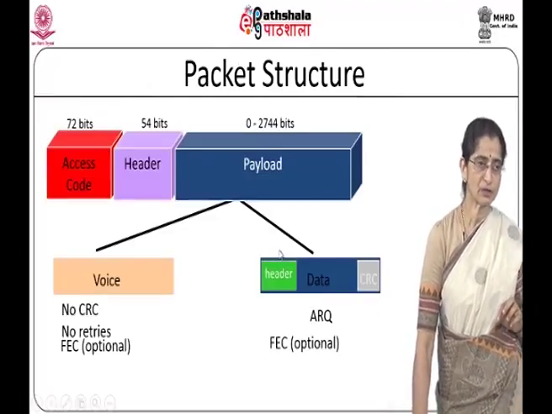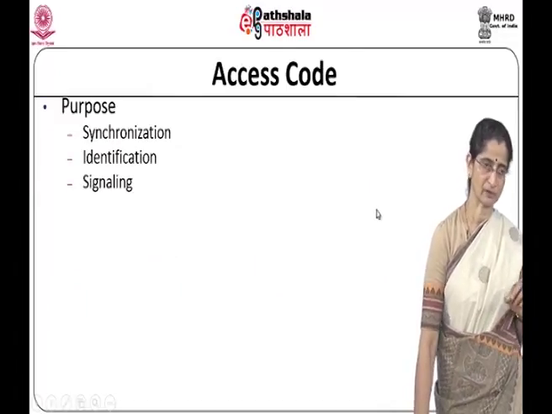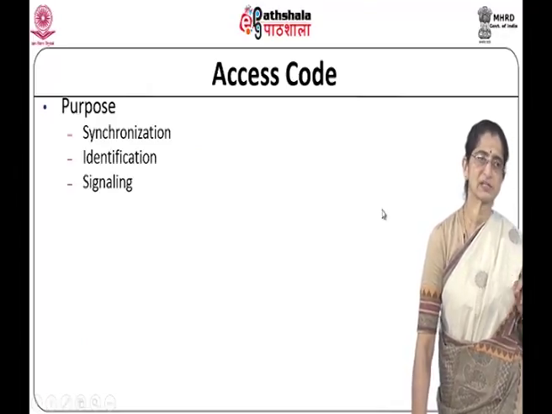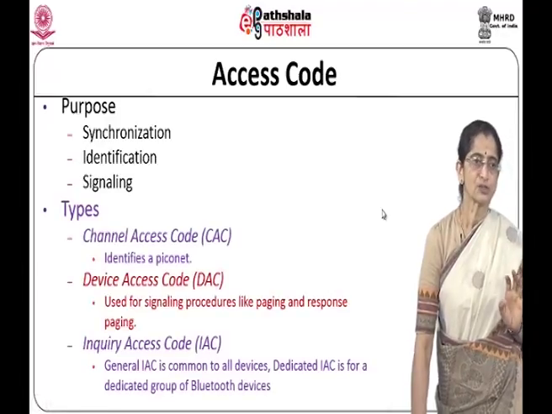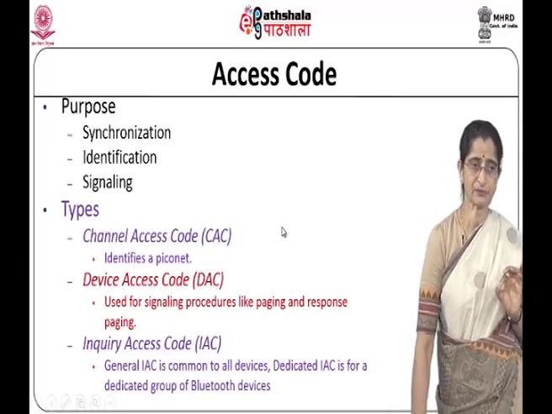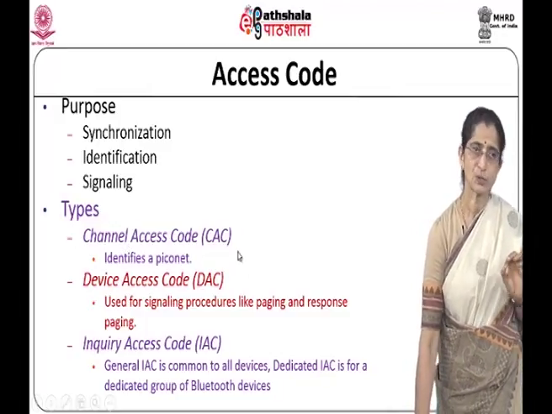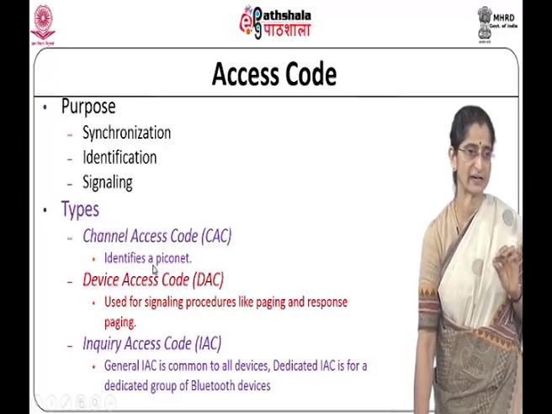Now we talked about something called an access code. What does this access code consist of, and what is its purpose? The purpose of the access code is to provide synchronization, identification and signaling. Among the different types of access codes, there is the channel access code, or CAC. The channel access code identifies a particular piconet; it is a piconet identifier.